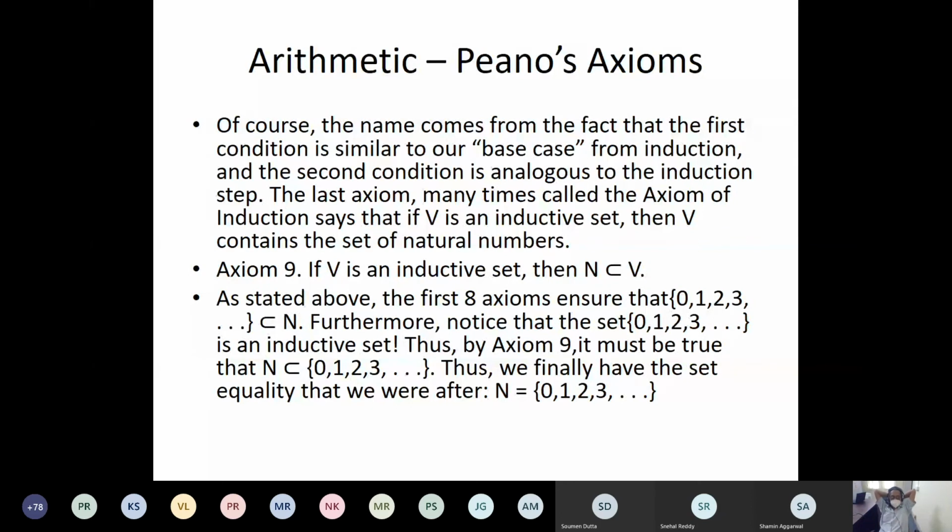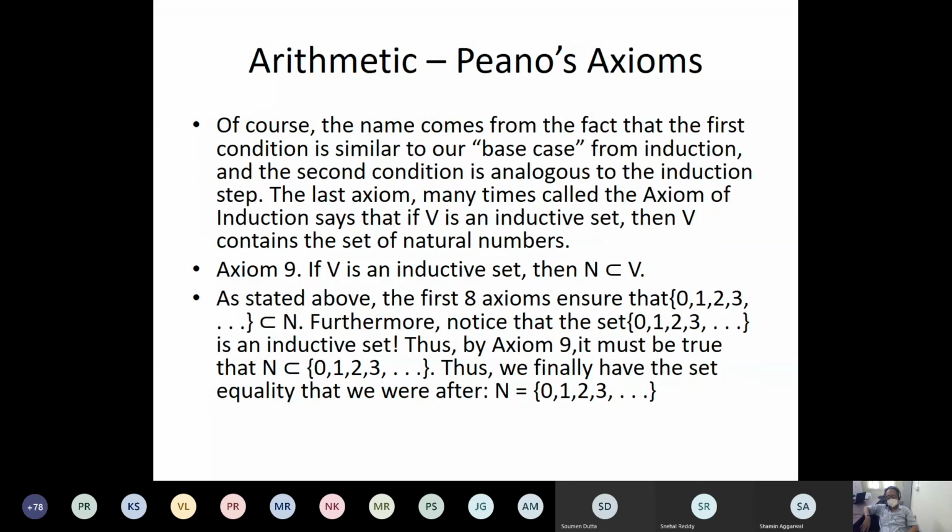As stated above, the first 8 axioms ensure that 0, 1, 2, 3, etc. is a subset of n. Furthermore, notice that the set 0, 1, 2, 3, etc. is an inductive set, almost by definition. Thus, by axiom 9, it must be true that n is a subset of 0, 1, 2, 3, etc. Thus, finally, we have n equal to 0, 1, 2, 3, etc. Finally, we have defined this set of natural numbers using 9 axioms.